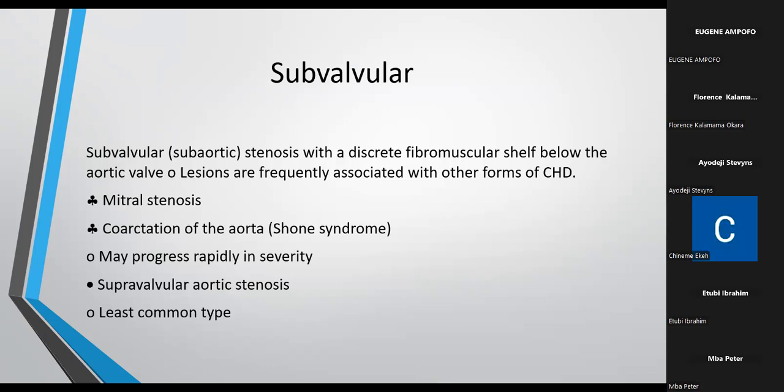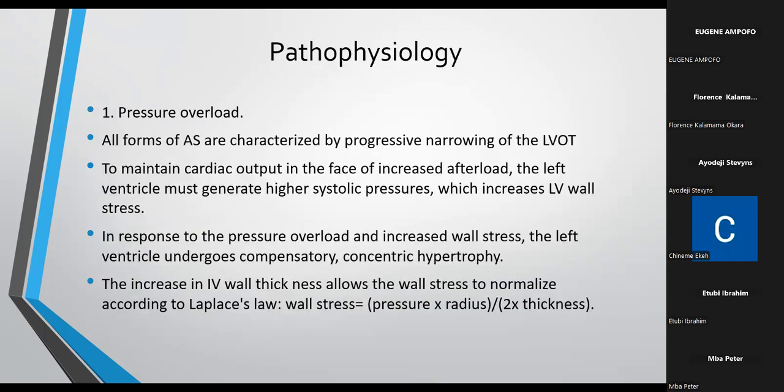So you could have a subvalvular AS with a discrete fibromuscular shelf below the aortic valve, or lesion, and they can be associated with some other congenital disease, that is mitral stenosis, coarctation of aorta, the shunt, and this may progress in severity. You can also have the supravalvular aortic stenosis, which is the least common of the three types.